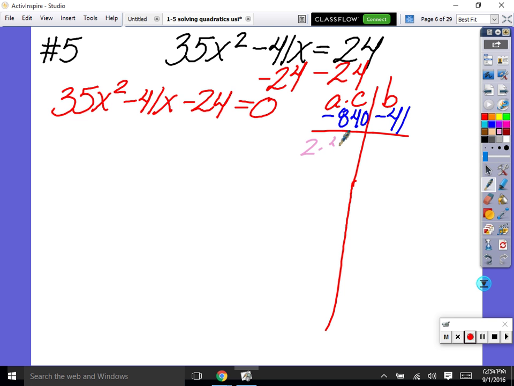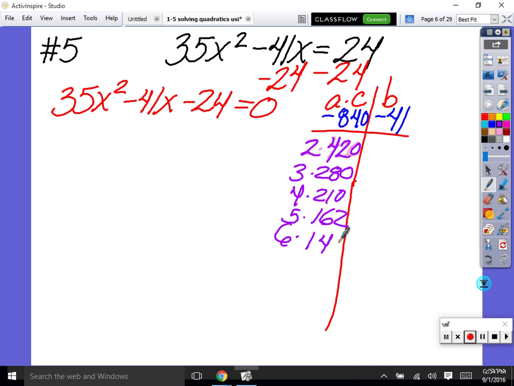So 2 times 420. 3 times 280. Do you see how it just takes dedication? 4 times 210. 5 times 168. 6 times 140. Do you see how a lot of people give up at this point and say, oh, it doesn't factor? It does. You just got to be dedicated and keep going. 7 times 120. 8 times 105. Still no. 10 times 84.